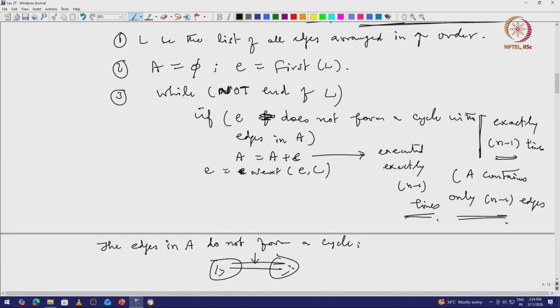Sometimes 3 edges can get added, sometimes after hundreds of edges nothing can get added, it depends. Therefore, this is Kruskal's algorithm, very easy to understand and implement.